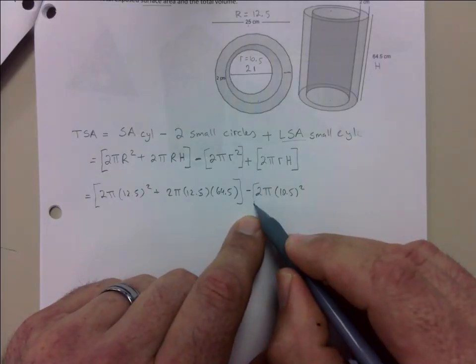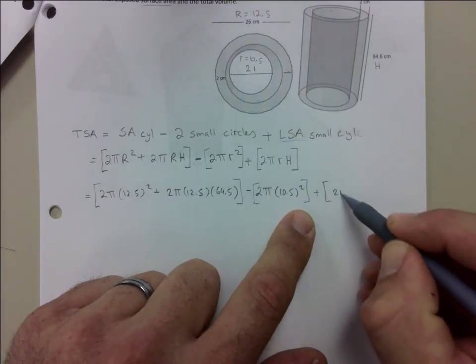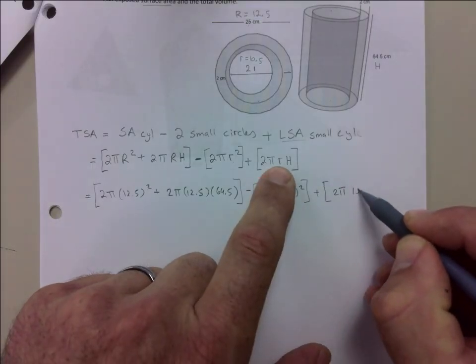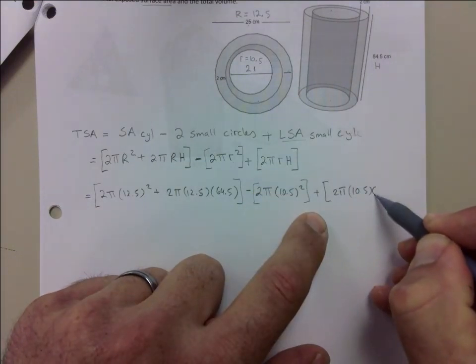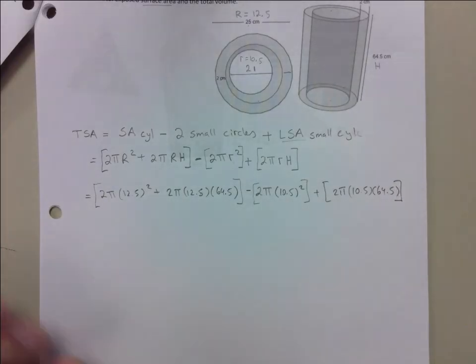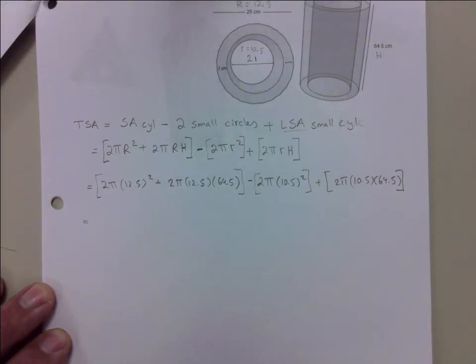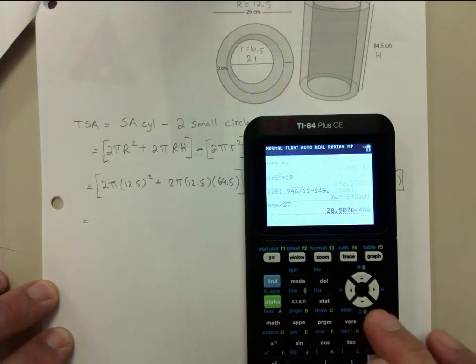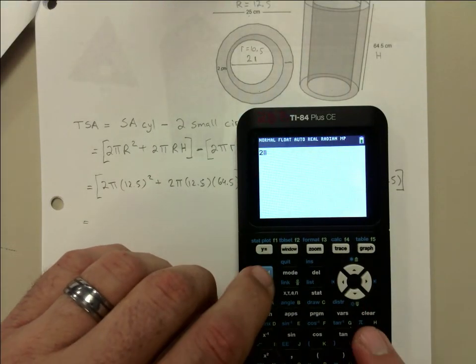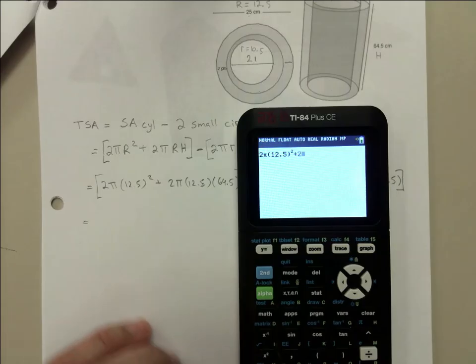And that can also get a square bracket for now, plus 2 pi r h, so it's 2 pi lowercase r, so that's 10.5 times 64.5. There we go. And the bad thing about going off of this script is that I have to redo the calculator part. Okay, so 2 pi times 12.5 squared plus 2 pi times 12.5 times 64.5.